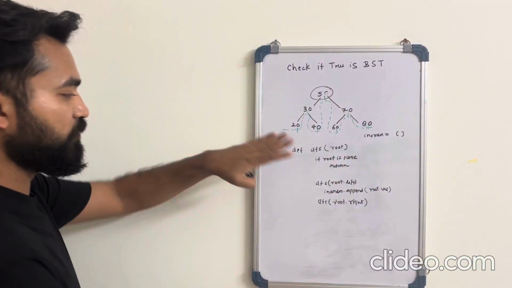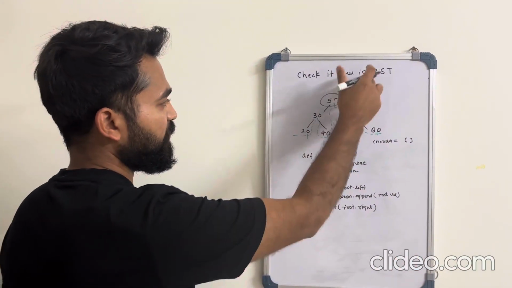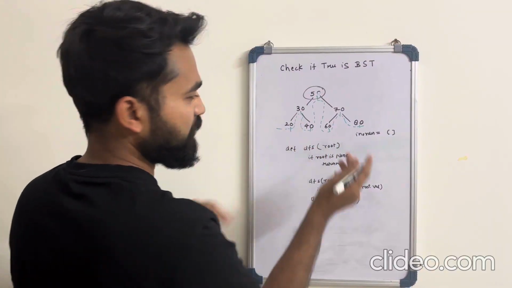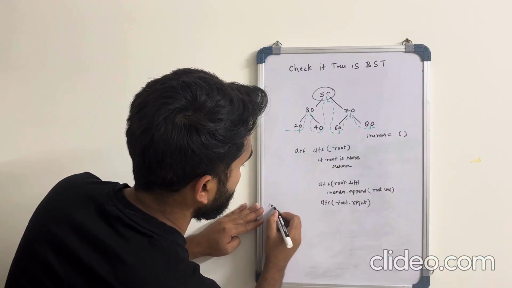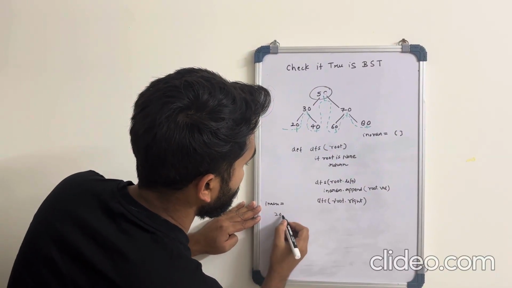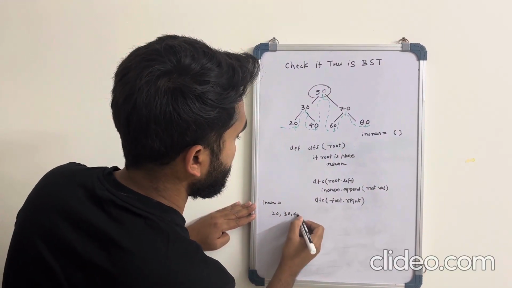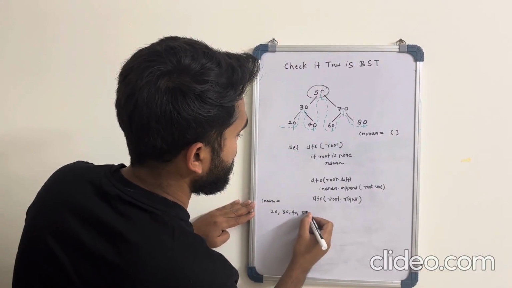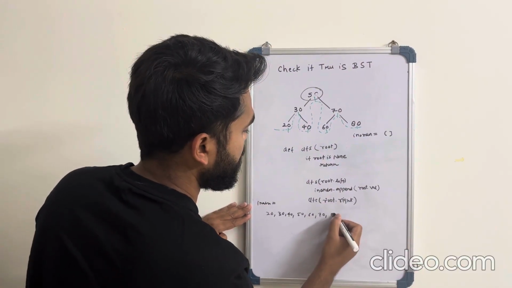So finally this will do the DFS, and it will give us the in-order traversal, which, as we discussed, is 20, 30, 40, 50, 60, 70 and 80. So the final value of in-order will contain 20, 30, 40, 50, 60, 70 and 80.